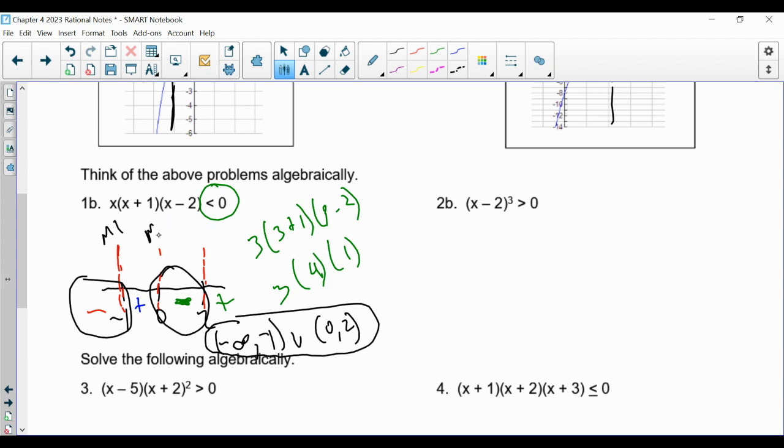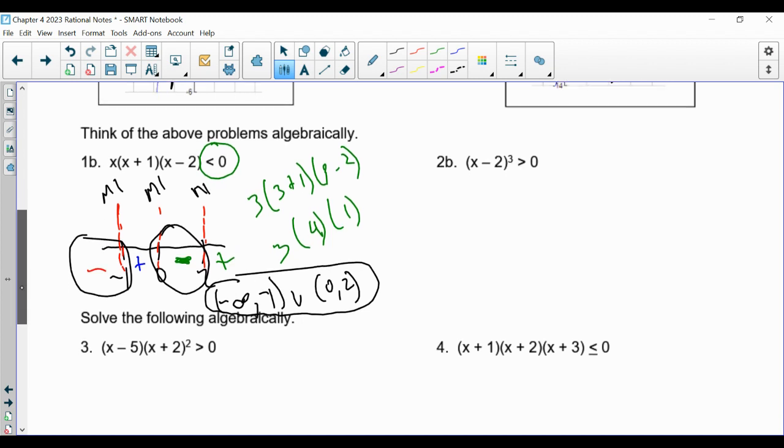Then x also has a multiplicity of 1, which means since it was positive on the left side of 0, it's negative. It has to change on the right side. And then again, 2, multiplicity of 1. So again, you were negative, it becomes positive, and it requires a lot less substitution.